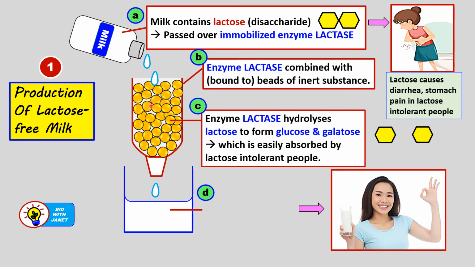As the milk flows through the immobilized enzyme, the enzyme lactase on the surface of the bits will hydrolyze the lactose in the milk to form glucose and galactose. So now the lactose has been converted to monosaccharides. And these two substances do not cause any reactions in the lactose intolerant people. In fact, they are easily absorbed by the lactose intolerant people.